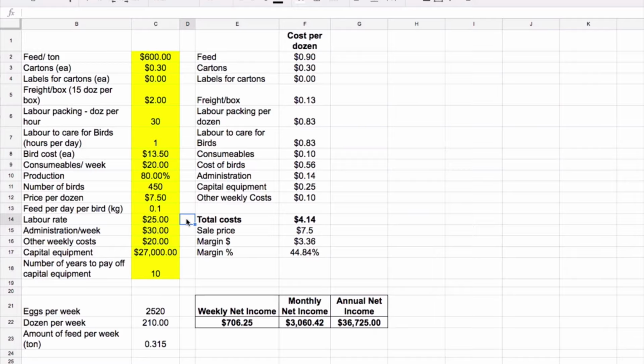So I wanted this just to be a quick webinar, which shows you some of the money that can be made. And there are some of your variables. Look at your labour rate. Look at the price you sell per dozen. And these two, like most of it all comes back to labour and the price you sell your eggs for.